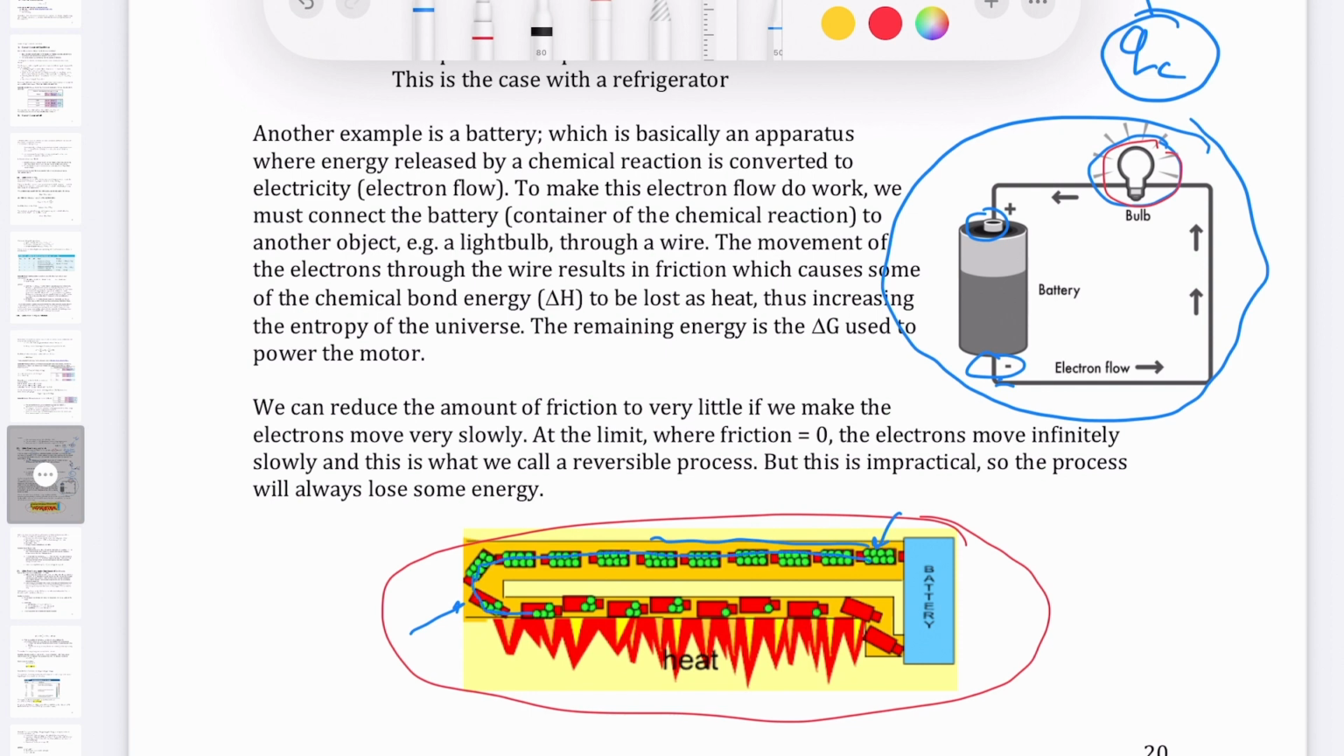So the electron is moving here, but as the electron is moving, they're colliding with each other. And so as a result, friction is generated. And so that friction is lost to heat across the wire. So if you touch a wire, if it has a lot of electricity, if it has a lot of electrons moving, you can feel that it's warm. And that's because that heat is lost. And that heat that's lost is no longer able to be used to light that light bulb, right?